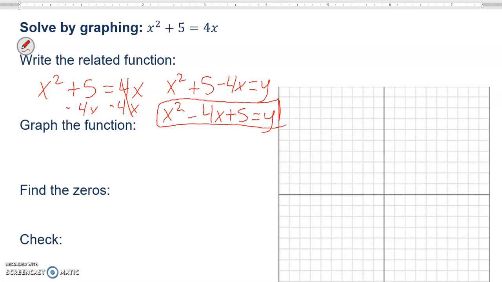And now we're going to graph it. So we're going to find our x, or our axis of symmetry. So negative b over 2a. So negative b would be negative 4 times 1. So negative 1 times negative 4 is positive 4 over 2, which is equal to 2. So this is where our axis of symmetry goes. It would be at 2.